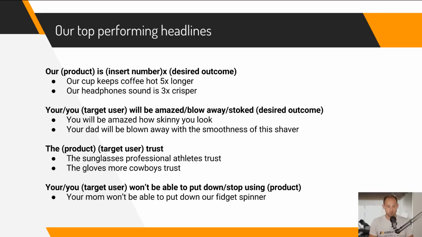And this last one: your target user won't be able to put down or stop using your particular product. Your mom won't be able to put down our fidget spinner. Or you could even say, you won't be able to put down our fidget spinner, if you're selling directly to the particular user. You won't be able to look away from our TV screen. I don't know, something along those lines. So hopefully this gives you some good ideas and you can put your own products, the target user, the desired outcomes, etc., into these equations and come up with some really good sales copy for yourselves.